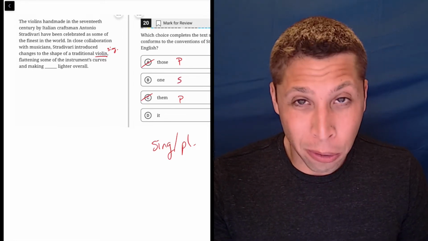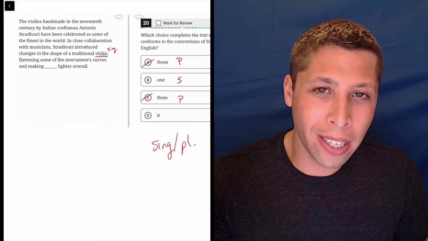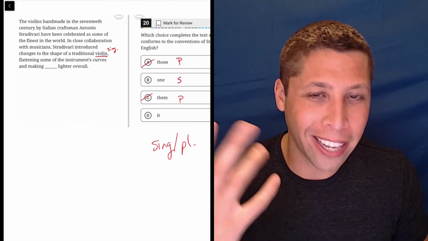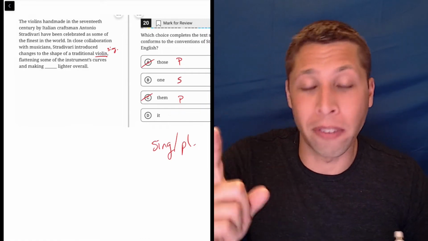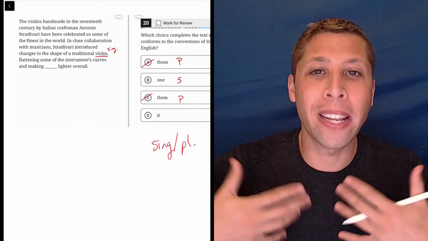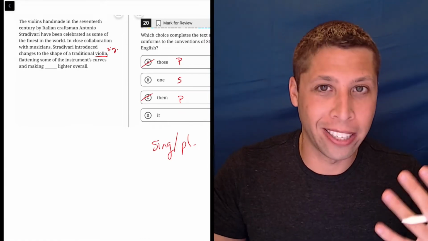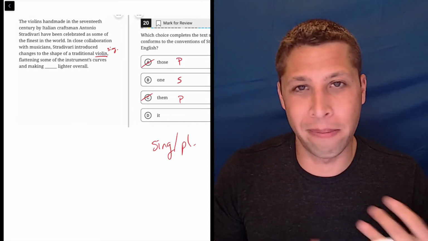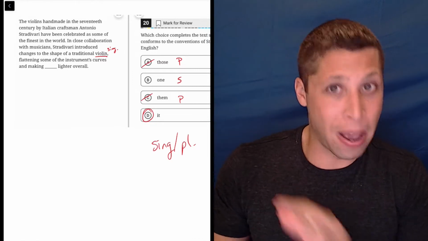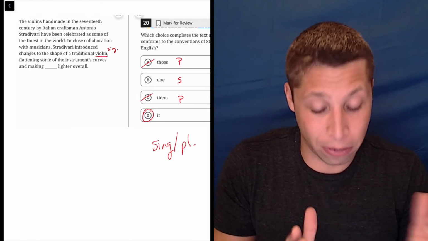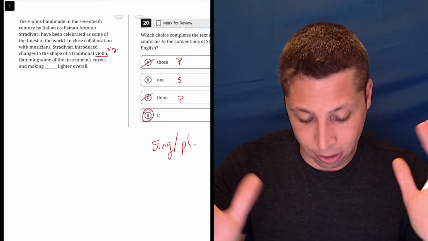Making one lighter overall, well, it's one in the sense we're talking about a single violin, but it's not a specific single violin. He didn't make just one of the violins lighter. He just made the design of all the violins. So the one doesn't make sense. We're not talking about one specific one. So it is better here. Hopefully you can hear that difference between B and D. So it is the answer.